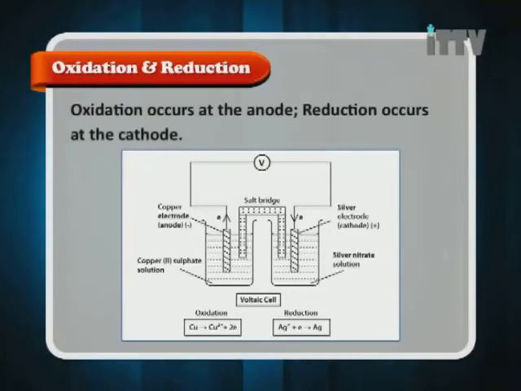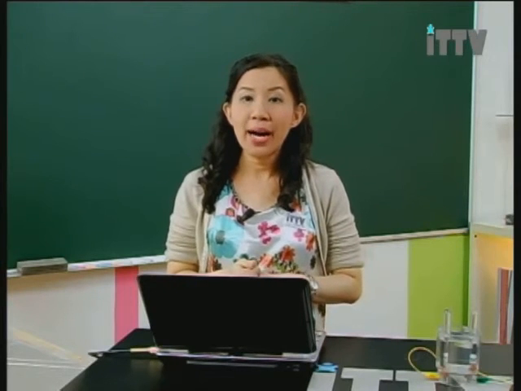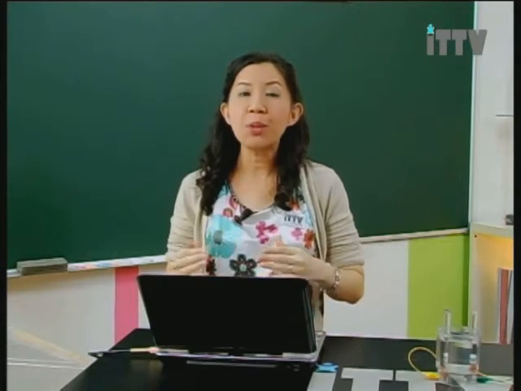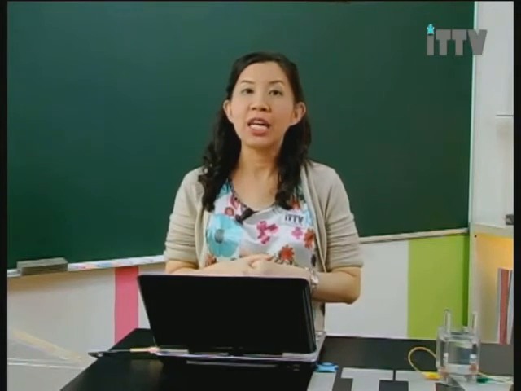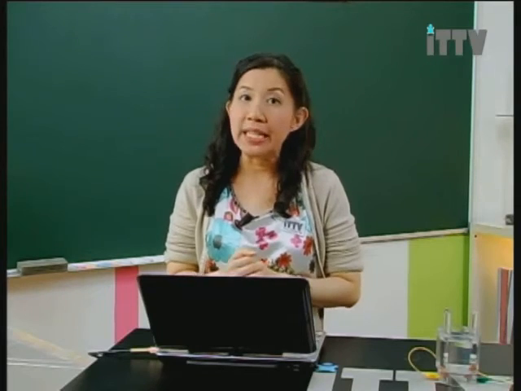So the oxidation half equation that happens would be that copper releases 2 electrons to produce copper 2 plus. And the reduction half equation would be silver ion gains 1 electron to be silver atom. So as you can see, that was a simple Voltaic cell, whereby in this case here, usually the more electropositive element will be the negative terminal, which would be the anode.